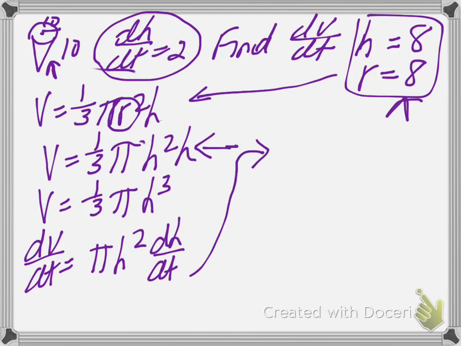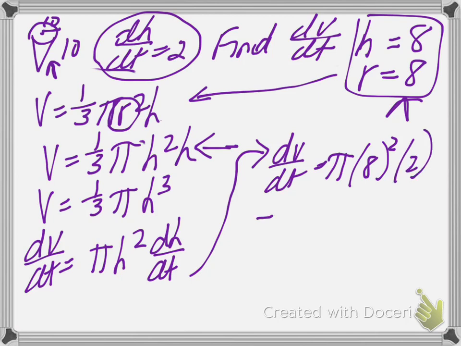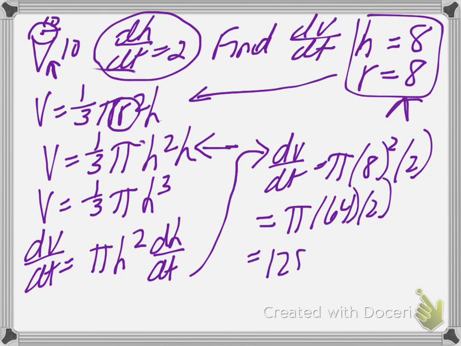Let's start substituting. dV over dt is what we're looking for. We have pi, h is 8, and dh over dt is 2. So we get pi times 64 times 2, which is 128 pi centimeters. Now for the units: the question is asking at what rate is water being poured? That's volume, and volume is always cubed per second.